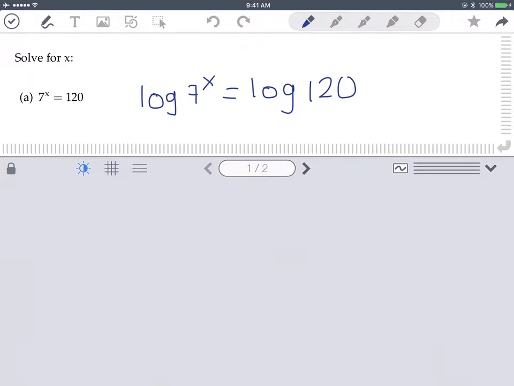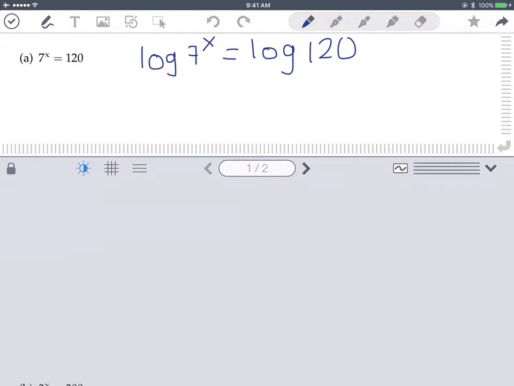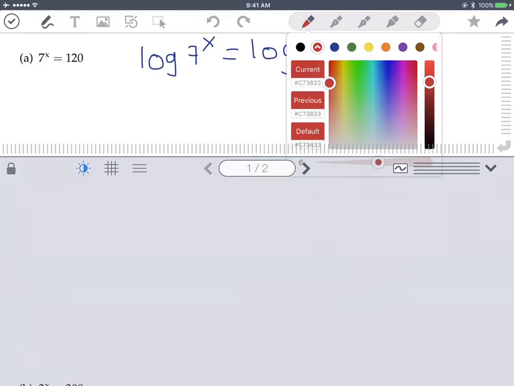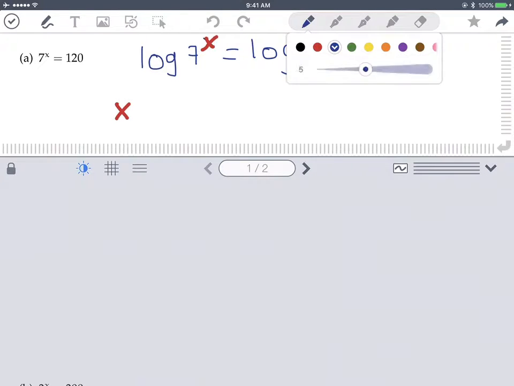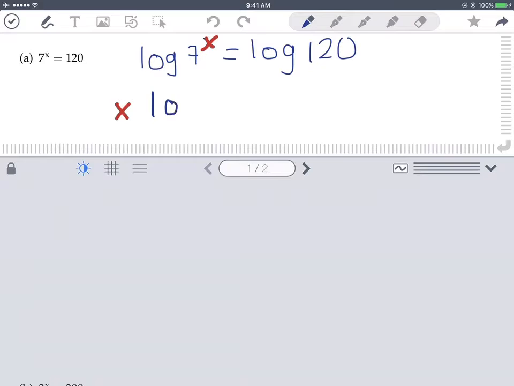So after this, we use the property that the exponent up here can be brought down. Using this property, we can bring the x in front. That's a property that we explained in a separate video, and I'm going to do that now. Now this log becomes x log of 7 equals log of 120. So I'm writing it like this.